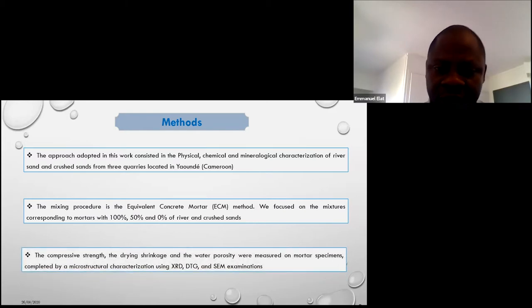The approach adopted in this work consists in the physical and mechanical characterization of river sand and of crushed sand from three quarries located in Yaoundé in Cameroon. The mixing procedure is the equivalent concrete mortar method. We focus on mortars corresponding to 100%, 50%, and 0% of river and crushed sand. The compressive and bending strength and the water porosity were measured on specimens, compared with microstructural characteristics using XRD, DTG, and SEM examination.